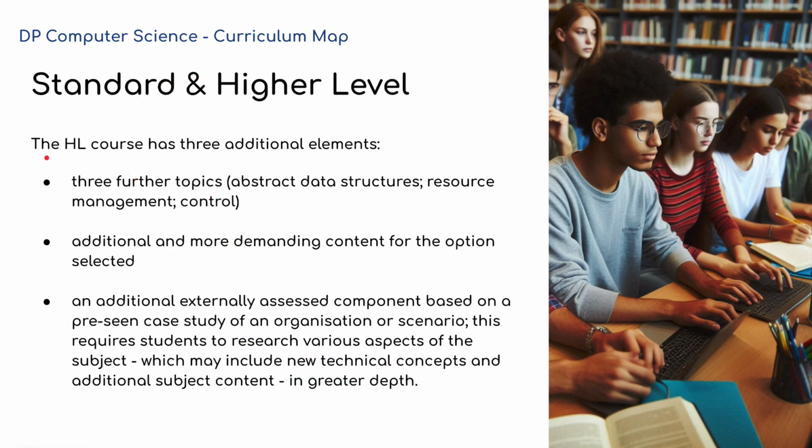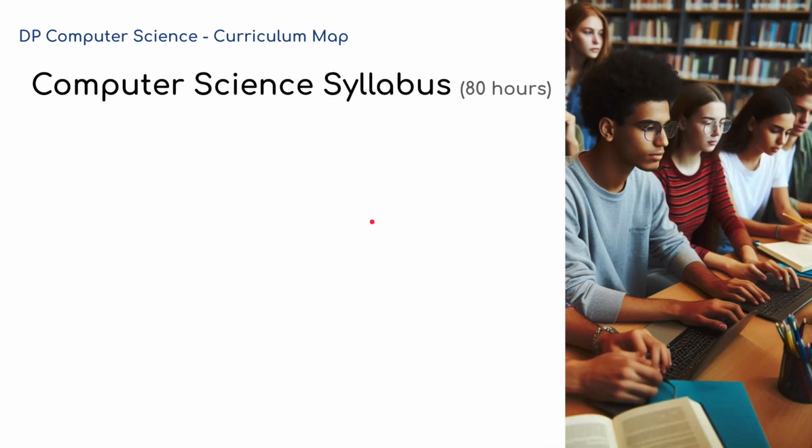And again, to recap, the higher level course has three additional elements, three further topics: abstract data structures, resource management, and control. There's also additional and more demanding content for the option you select, and an additional external assessed component based on a pre-seen case study of an organization or scenario. This requires students to research various aspects of the subject, which may include new technical concepts and additional subject content in greater depth. Okay, so let's have a little look at the syllabus.